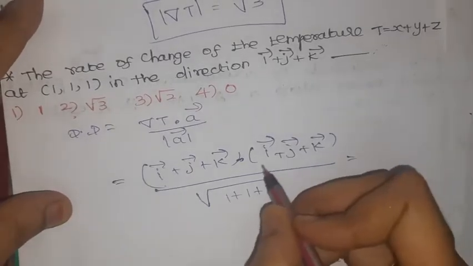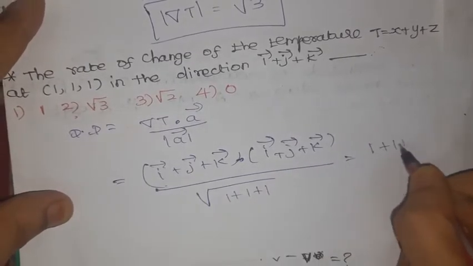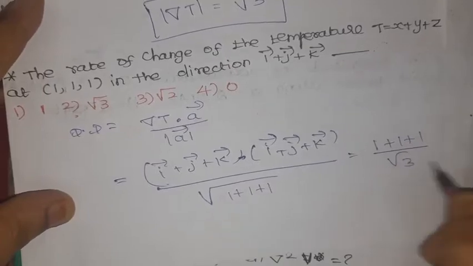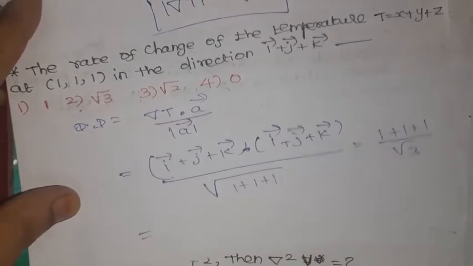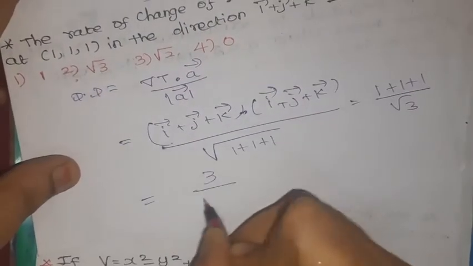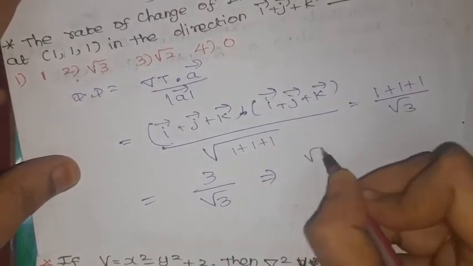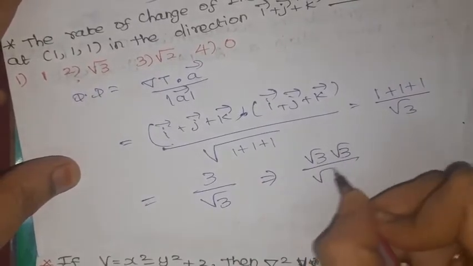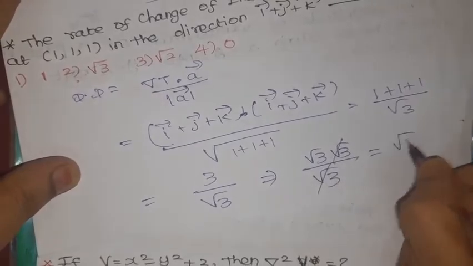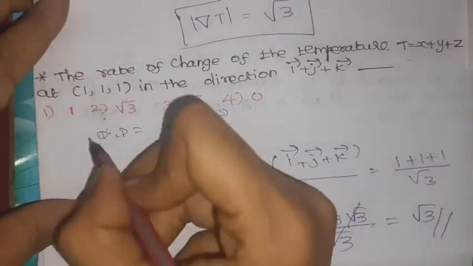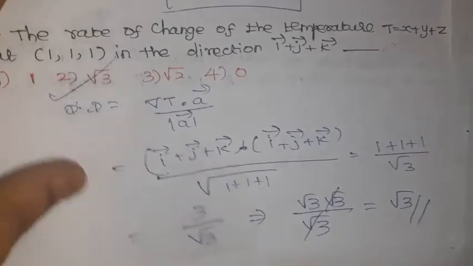So what do we get? 1 plus 1 plus 1 is 3, and the modulus is root 3. So 3 by root 3, which we can write as root 3 by root 3 times root 3. Root 3 cancels, so we get root 3. Option 2, root 3, is the right option.